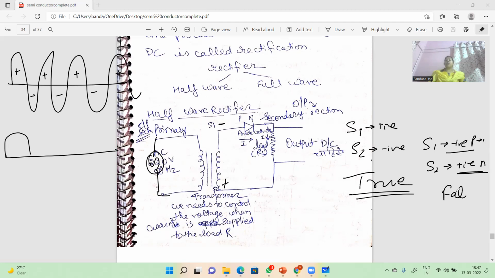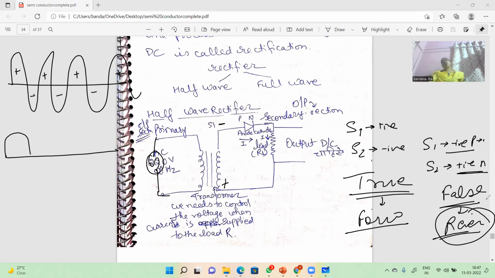This means this is a false connection. False connection means reverse bias. True connection means forward bias. Clear? In reverse bias, microampere of current is flowing. It means almost negligible. Because of that reason, no current will flow.